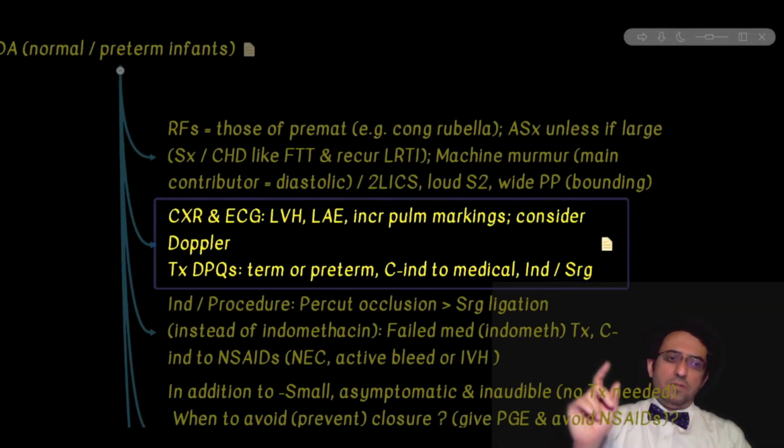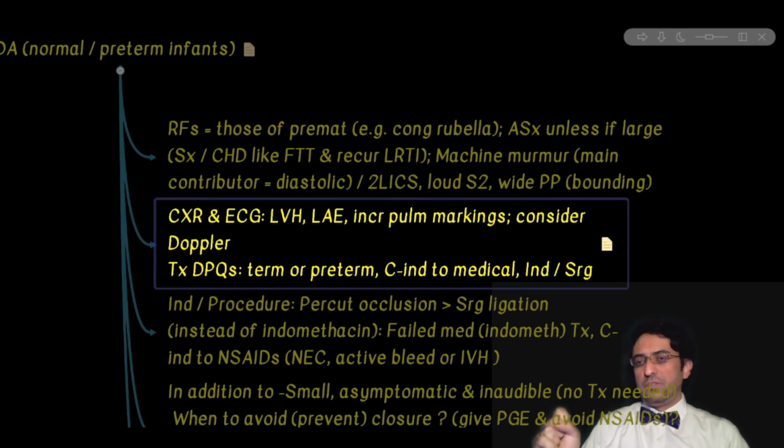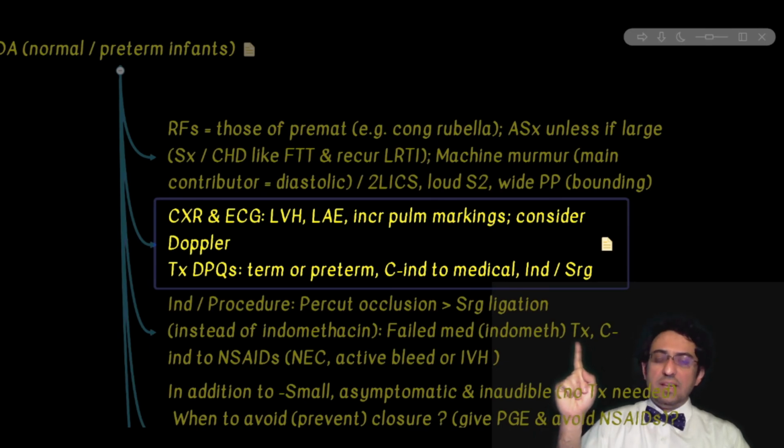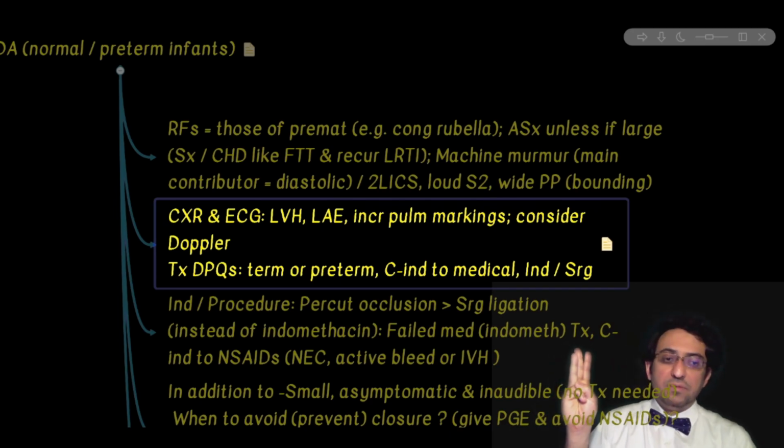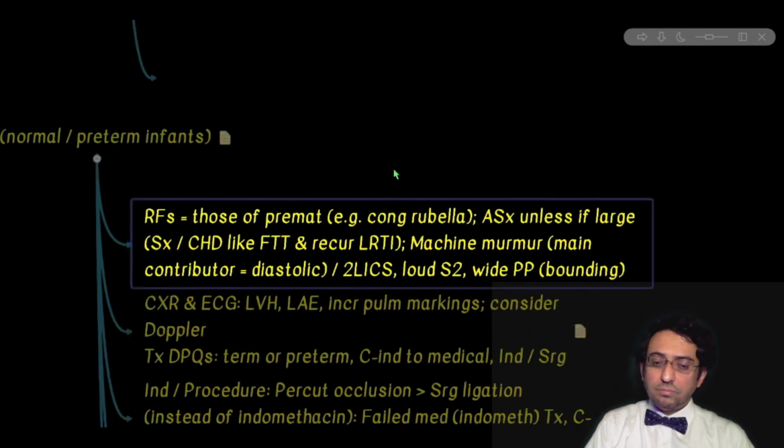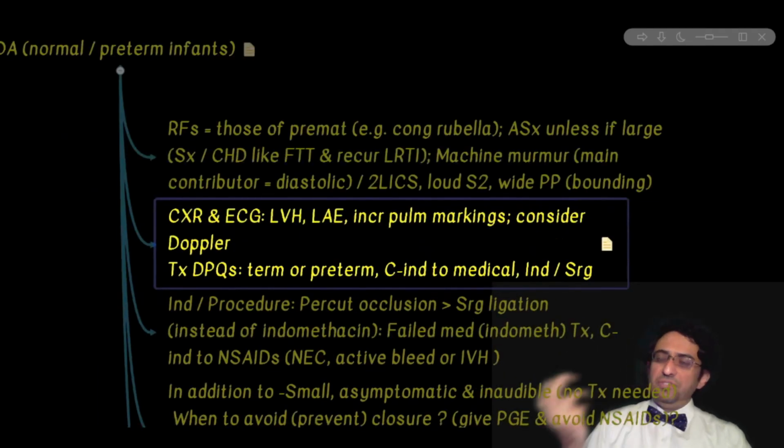Now, there are three important decision point questions when it comes to the management of PDA. What are those considerations? 1, if we are dealing with term or preterm infant. 2, if there is any contraindications to medical management or any type of management. And 3, if surgery is directly indicated. Based on this, what is our general approach?